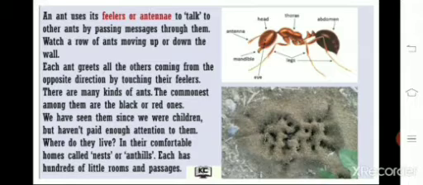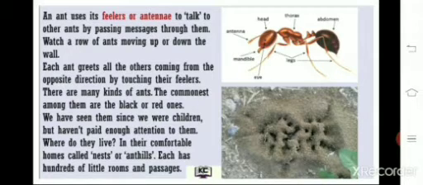Next, watch a row of ants moving up or down the wall. Listen here: each ant greets all the others coming from the opposite direction by touching their feelers. If an ant comes from the left side and another ant comes from the right side, how will they greet each other? By touching their antenna, by touching their feelers, they are greeting each other, right, children?